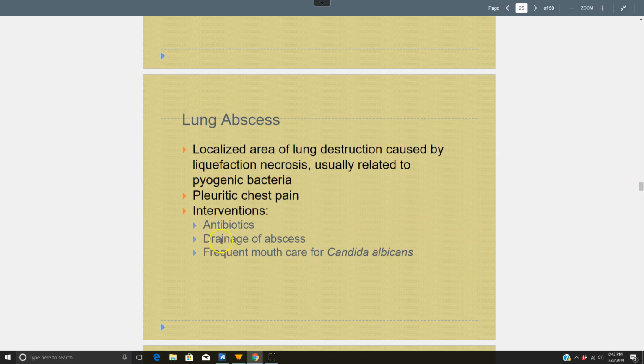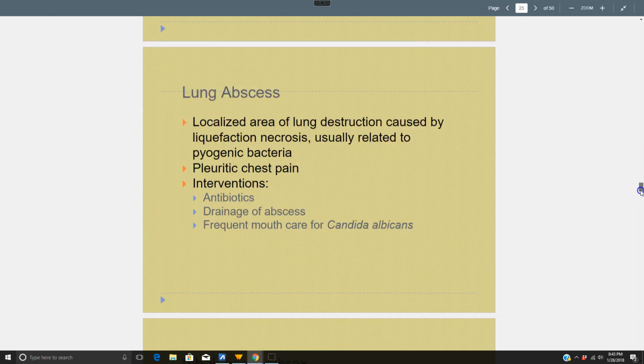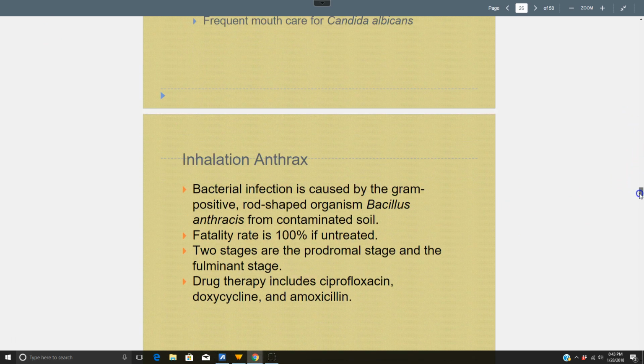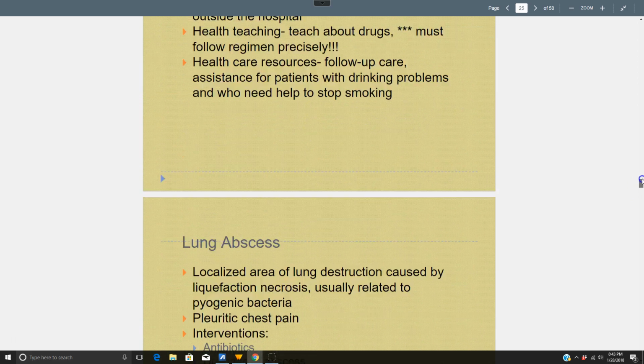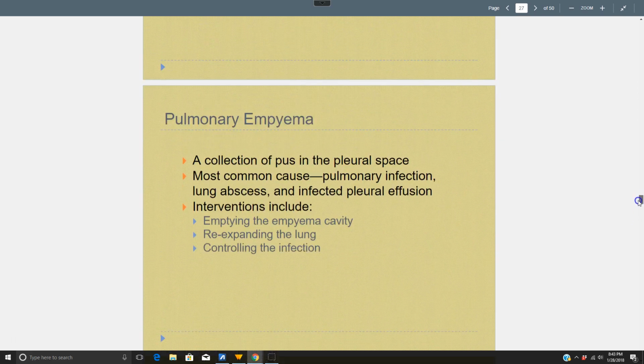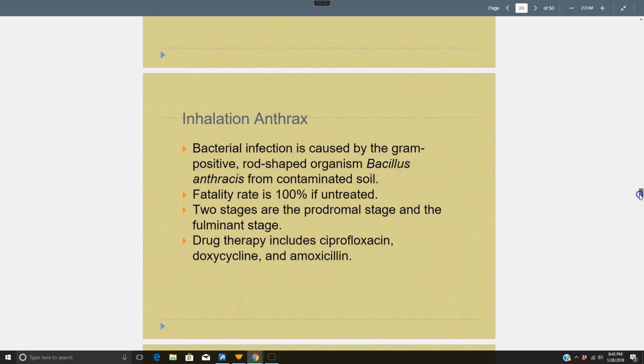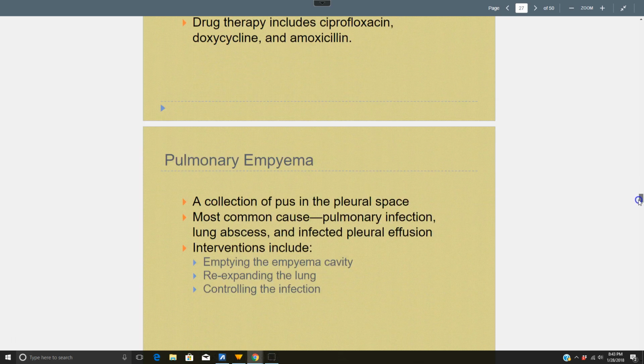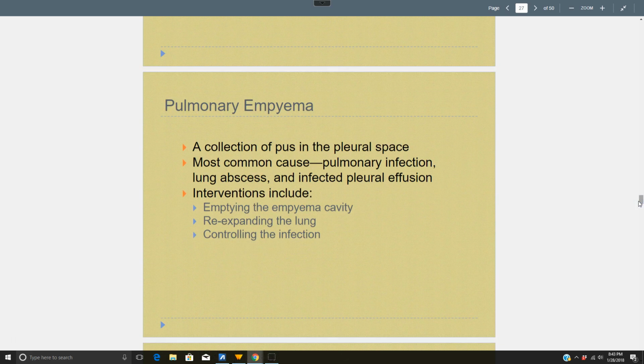That's why frequent mouth care is important, as Candida albicans puts patients more at risk. I'm not going to worry about inhalation anthrax, as there's no need to learn about Asian bird flu either. Pulmonary empyema is a collection of pus in the pleural space, most commonly caused by pulmonary infection, and this is one thing that we don't want to happen to our patients who develop pneumonia. Okay.